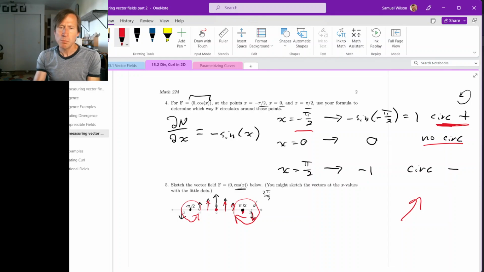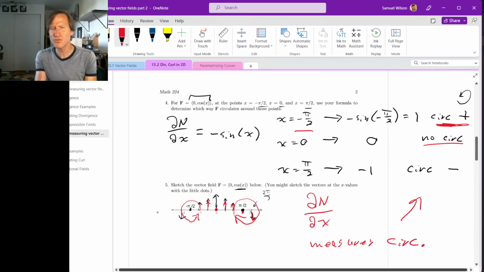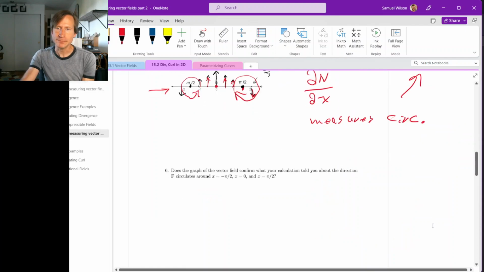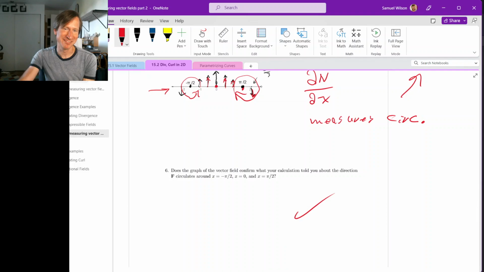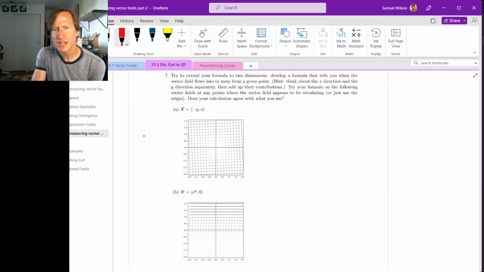So the point of this whole exercise for this example is just to build our confidence that partial n partial x really measures what we want it to measure. It measures circulation. So if we want to know about circulation, at least for a one-dimensional vector field like this, we can look at partial n partial x. All right. So yes, everything matches.